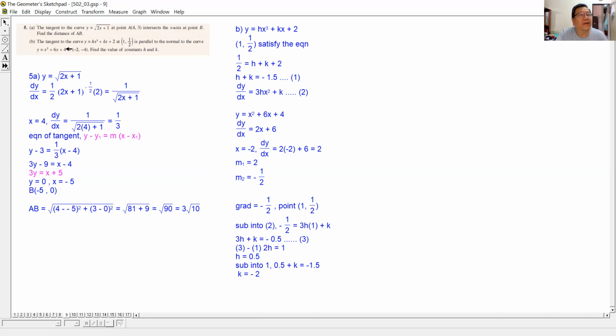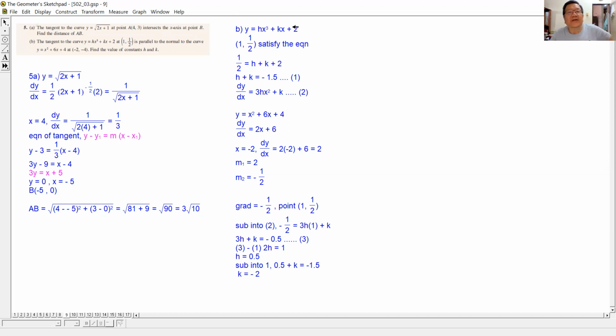Okay. Now the last part: the tangent to the curve is parallel to the normal to the curve at the point. So tangent to the curve, normal to this curve, they are parallel. So I try to find the tangent to this curve, I try to find the normal to this curve. I find them separately. For the first equation, find tangent. For the second equation, find normal.